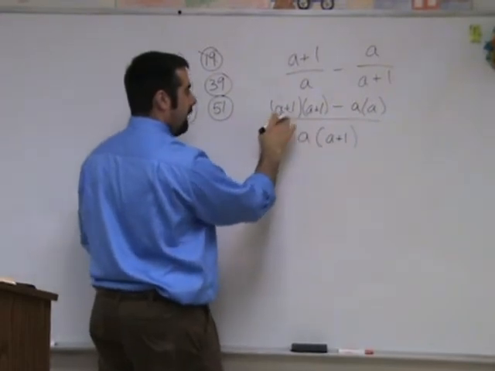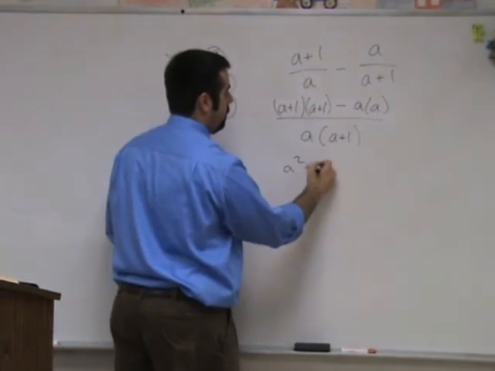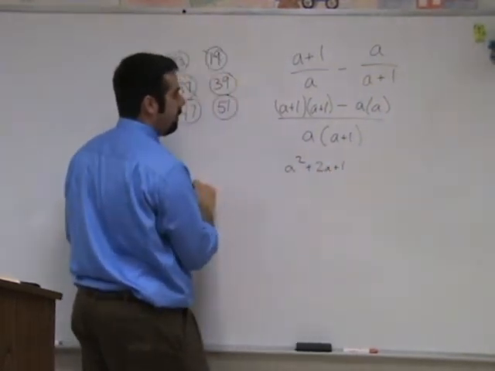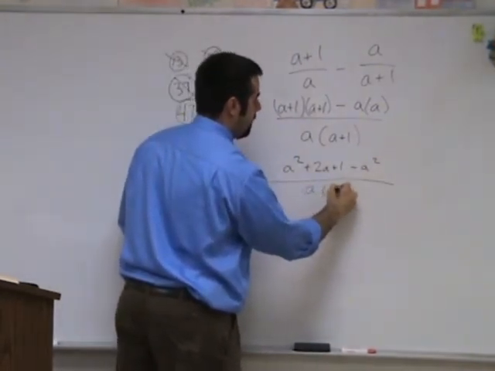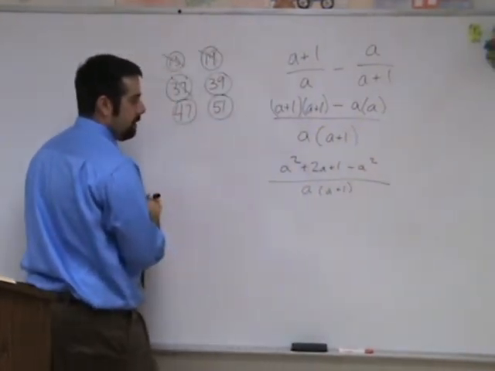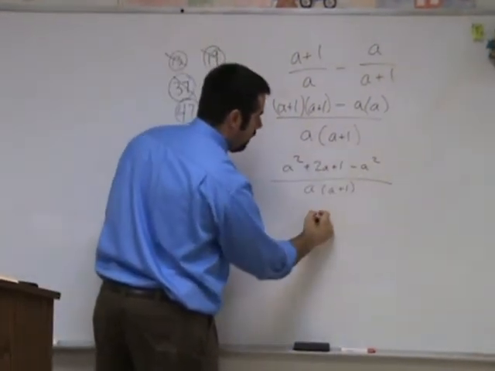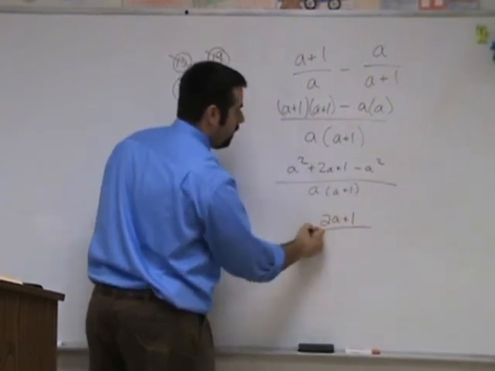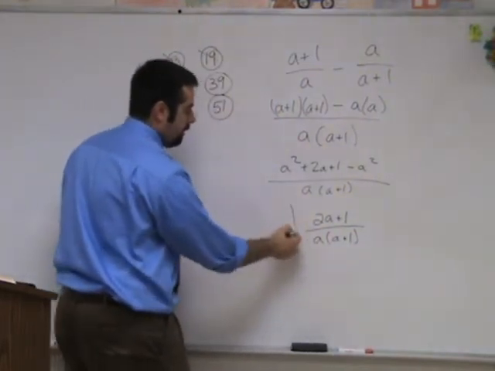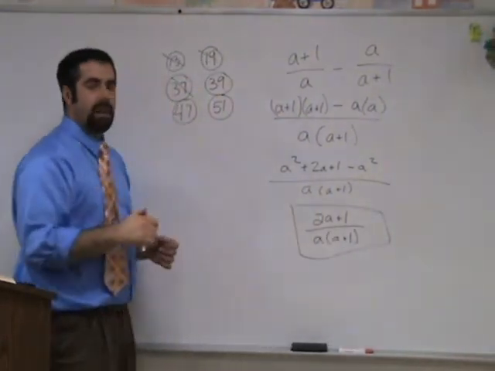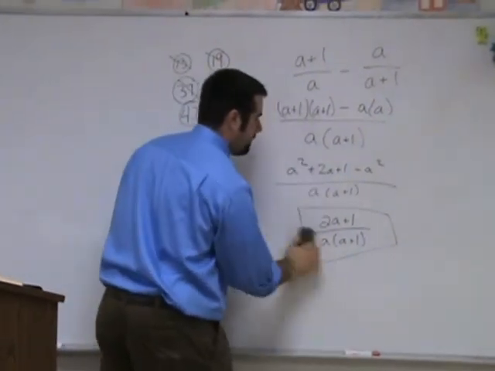All right, now to finish, here I need to do FOIL. A squared plus 2a plus 1 minus a squared over a times a plus 1. I have an a squared minus an a squared, so in the numerator those cancel, so I'm left with 2a plus 1 over a times a plus 1. That's our final answer. All right, 2 more to go, 47.